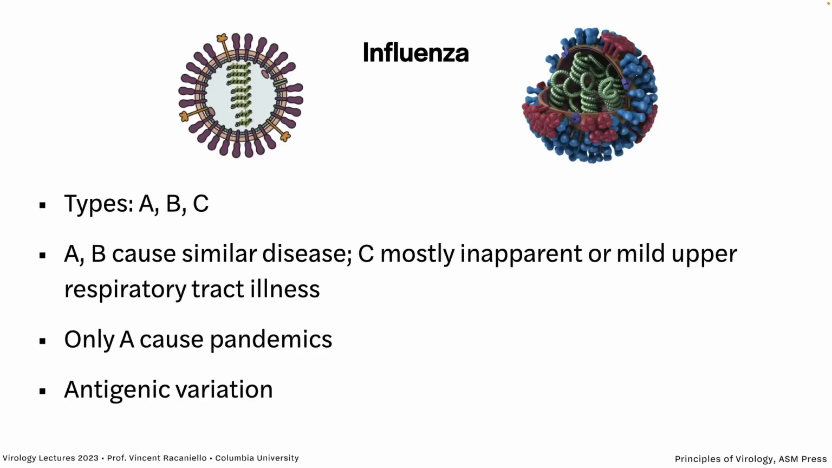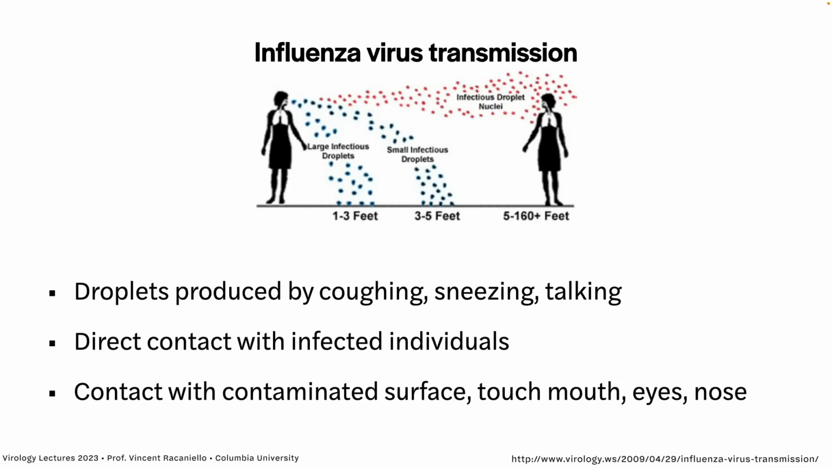Does anyone know when the last influenza pandemic was, by any chance? 2000 and what? I heard the right number. Yeah, 2009, yes. 2009, the so-called swine flu pandemic. And the hallmark of influenza is antigenic variation, which we'll touch on today, and we're going to return to when we talk about evolution. Very interesting. So the virus is transmitted from person to person by droplets produced by coughing, sneezing, and talking, which we have discussed before. There are droplets of different sizes that go different distances.